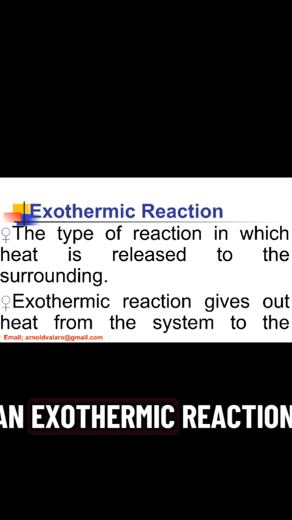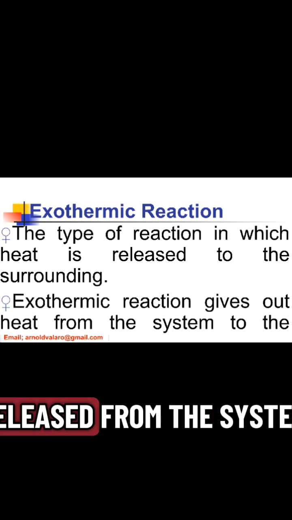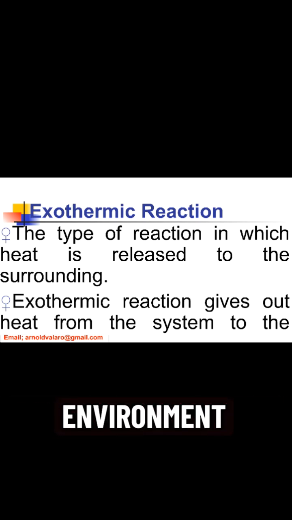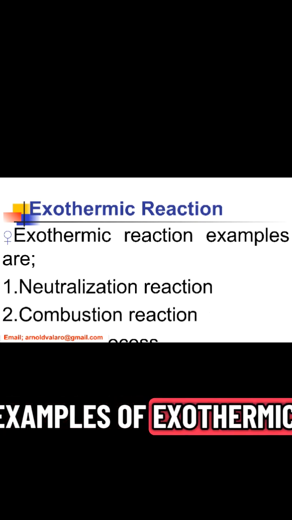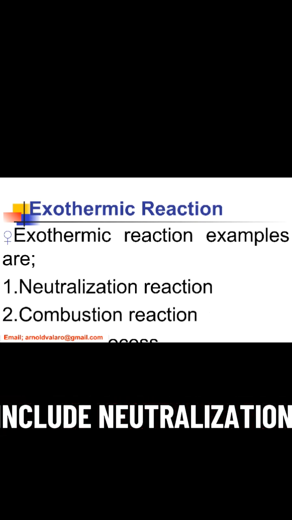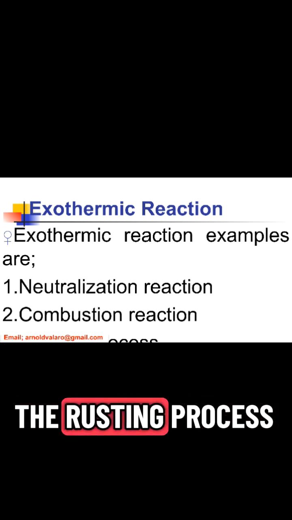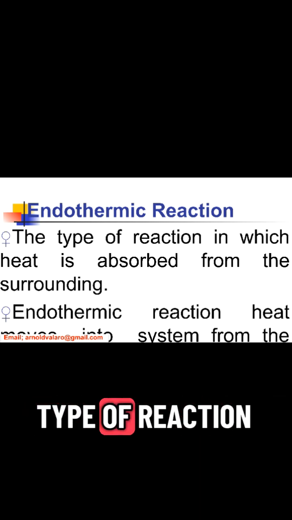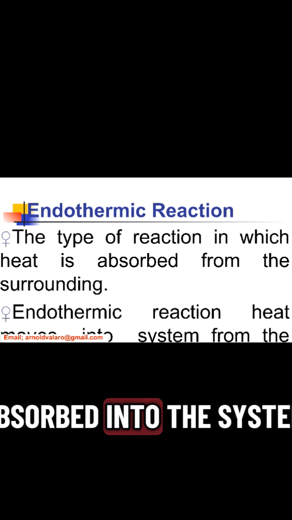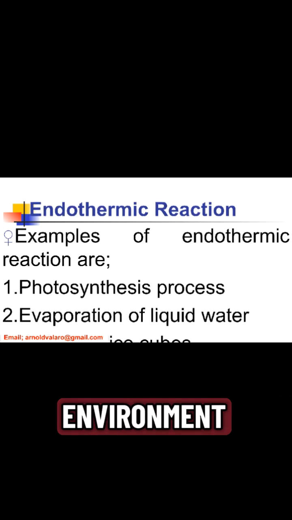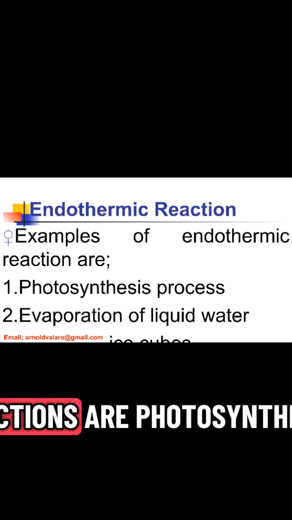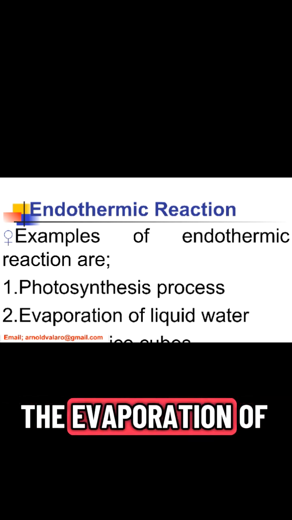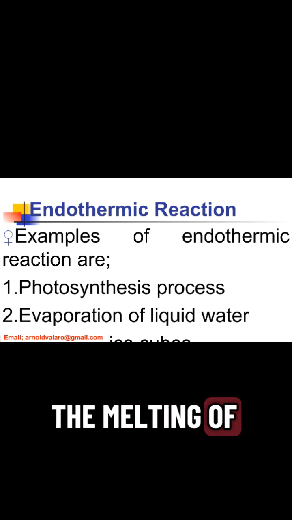An exothermic reaction is one in which heat is released from the system into the surrounding environment. Examples of exothermic reactions include neutralization reactions, combustion reactions, and the rusting process. Conversely, an endothermic reaction is a type of reaction where heat is absorbed into the system from the surrounding environment. Examples of endothermic reactions are photosynthesis, the evaporation of liquid water, and the melting of ice cubes.